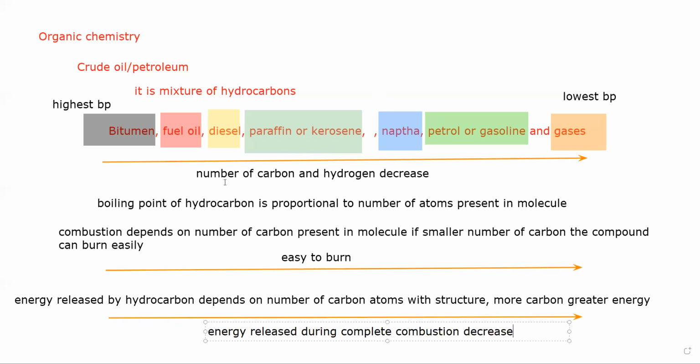And the boiling point and volatility: volatility means the property to vaporize easily. That's called volatility. So boiling point and volatility are inversely proportional to each other.